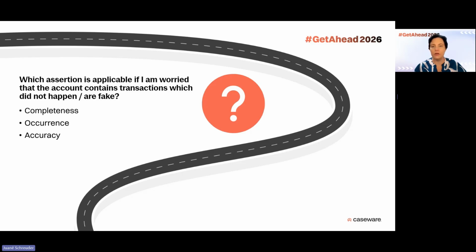So again, in the webinar, in the recorded videos, we do address the definition of each of the assertions. The important part is that occurrence, in this case, is what we are testing for. Now, what is occurrence? Occurrence is saying that we are confirming that the transaction relates to the entity and that it did take place.